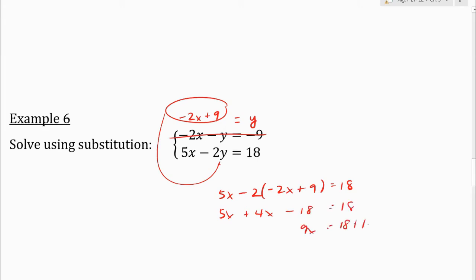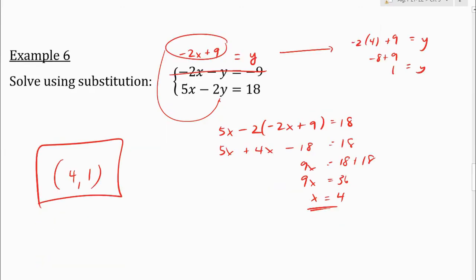Add 18 to both sides. 36 divided by 9 is 4. Right there, my y is negative 2 times my x plus 9. Y is 1. So the ordered pair, 4, 1.